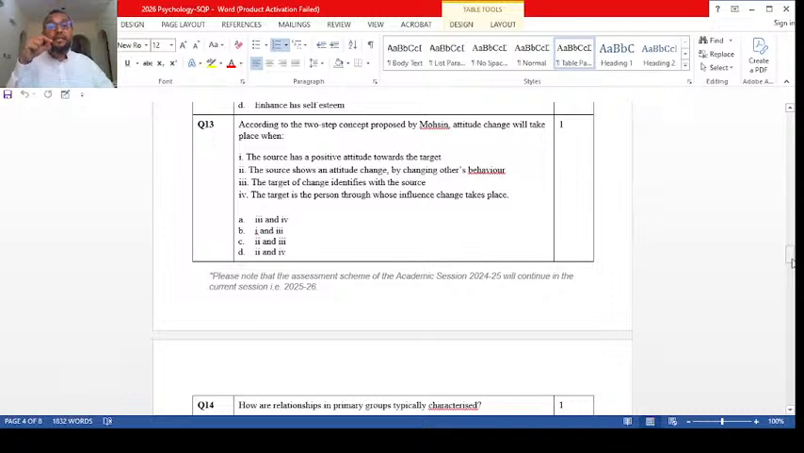The target of change identifies with the source. Yes, this is the right point. The target identifies the change with the source, with the role model, and the target will try to practice. So 1 and 3 are the right answers. The target is the person through whose influence change takes place? No, it is never. The source is the person through whose influence change is going to take place. So 2 and 4 are wrong, and 1 and 3 are right. So we have to take this one.